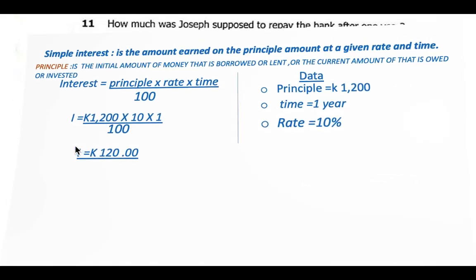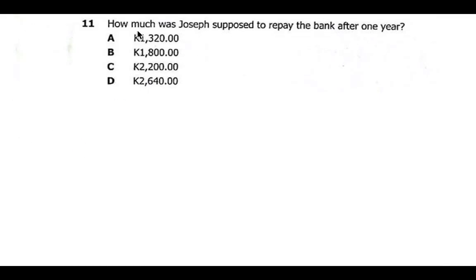This question I took from 2021 also. Question 11: how much was Joseph supposed to pay to the bank after 1 year? After 1 year, Joseph has to pay the interest, the amount which is earned on top of it, or the amount which is agreed to be paid. So that amount has to be paid.